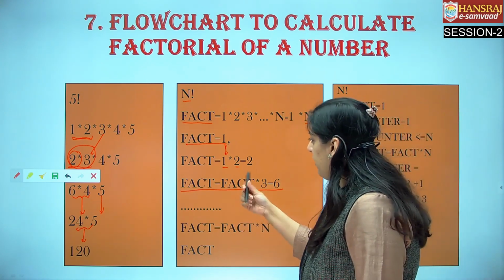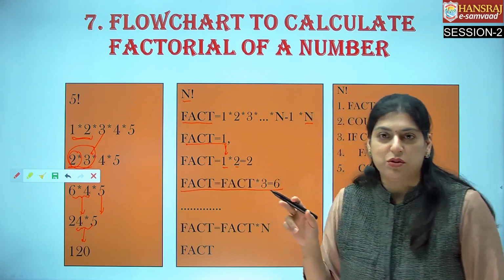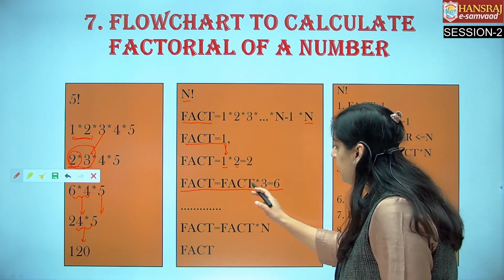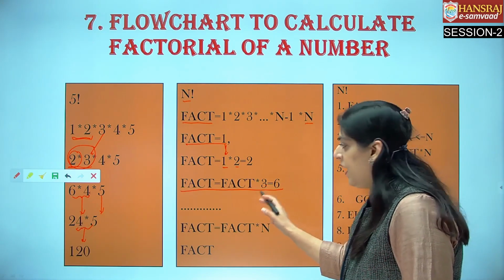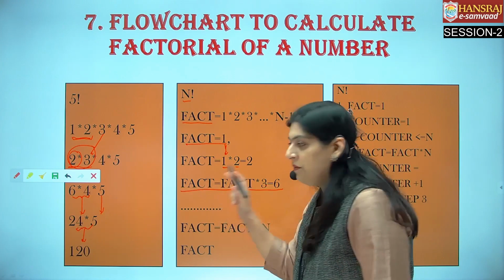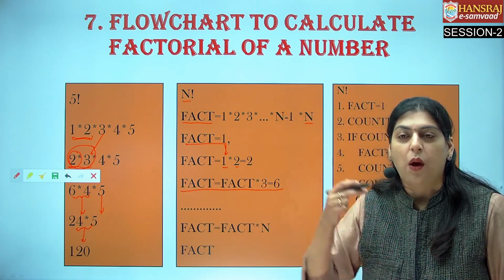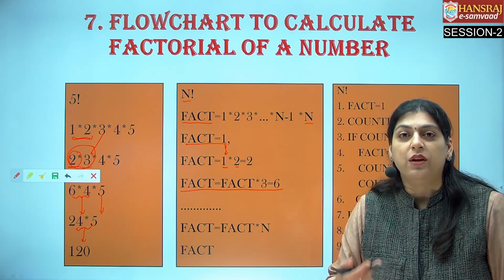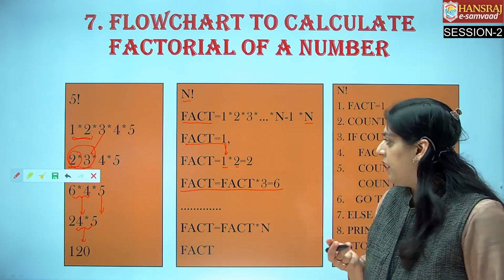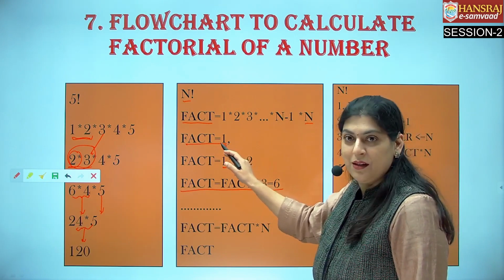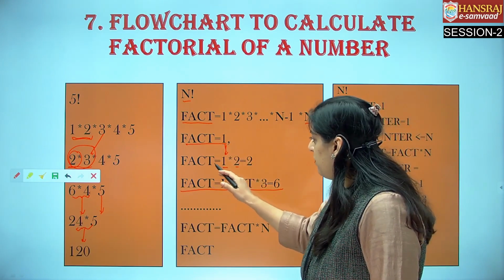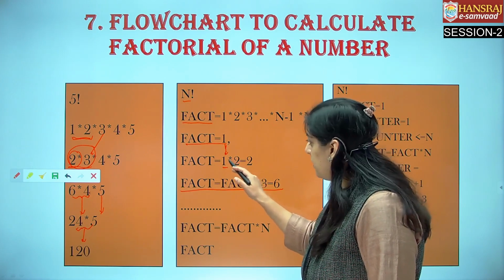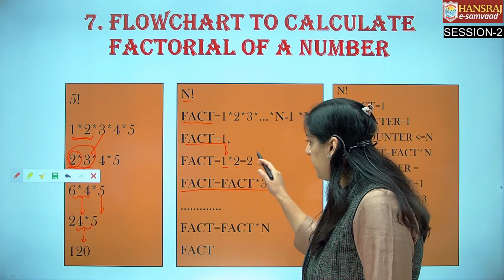Fact is what I have calculated in the previous step also. So I am taking that value, multiplying it with the next number, right? Storing back in the same variable. So at every step, what is happening? The fact is going to change its value. Right? So earlier it was 1. Then it will be fact is equal to fact into 2. So now 1 into 2, it becomes 2.